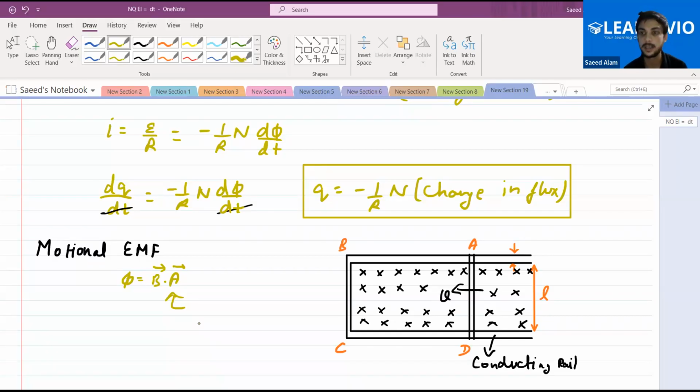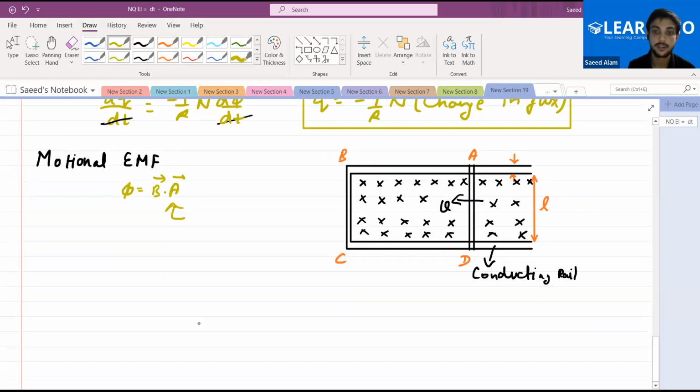But as this rod starts moving ahead with the velocity v, do you agree that there will be a change in the flux because the area is changing? If the area is changing, the flux is changing, and because of the change of the flux, the EMF will be induced. Yes, you are right. So if the EMF is induced here, we will try to find out that particular EMF. How can we do so?